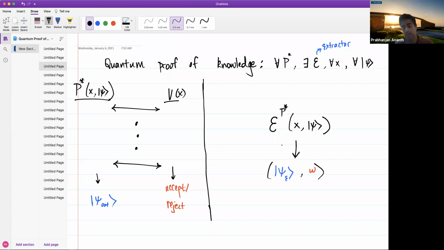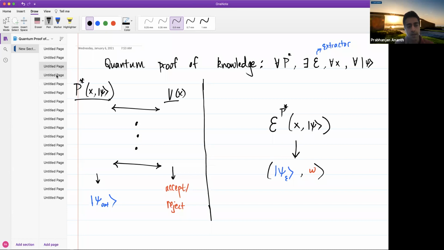In the other experiment, we have the extractor who has access to P star. It could be black box or non-black box, it doesn't matter. And then it takes as input X and the same state which P star receives in the first experiment. And then it outputs a state and W.